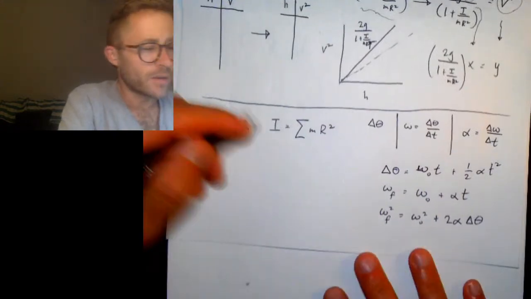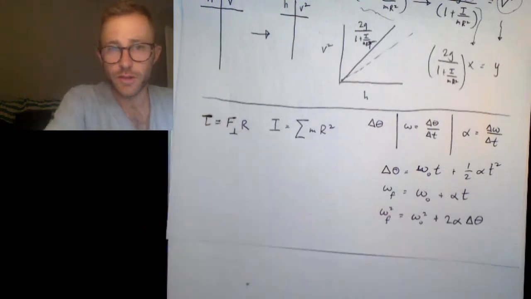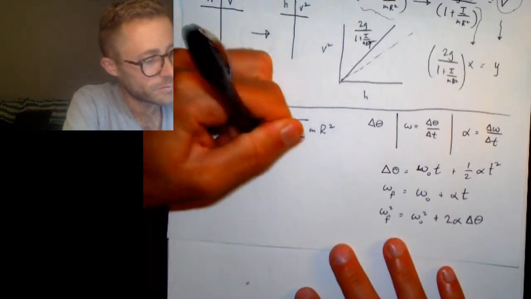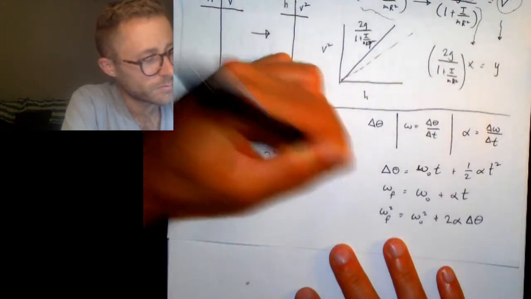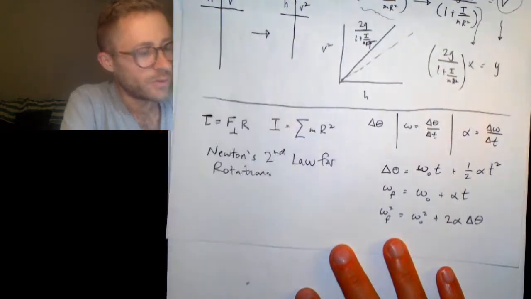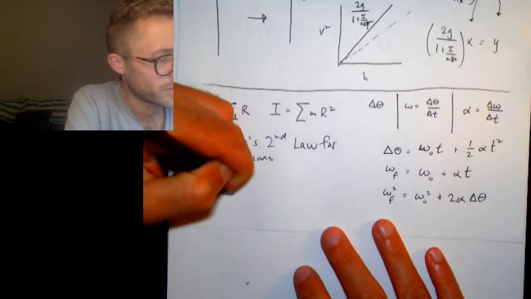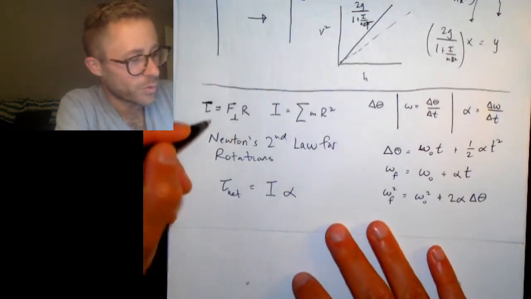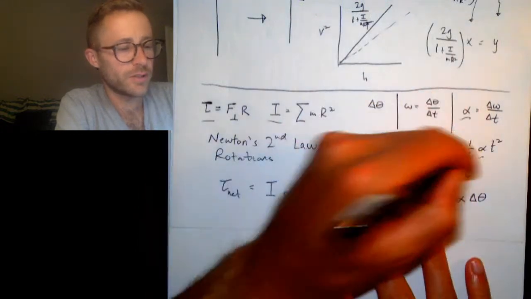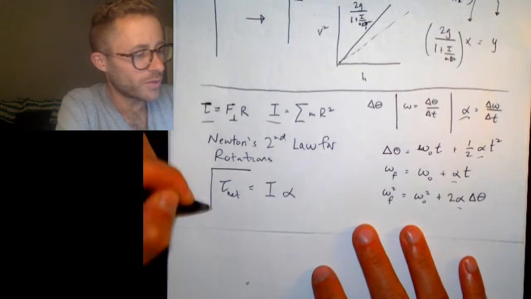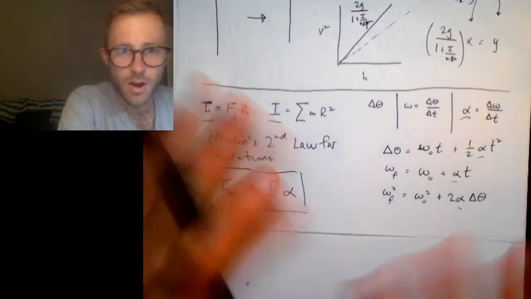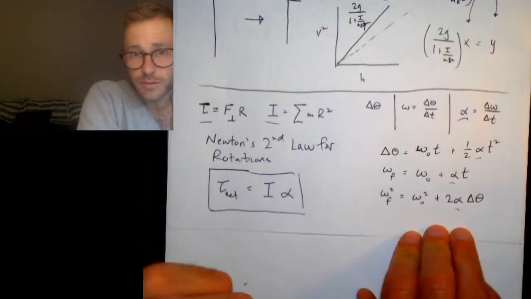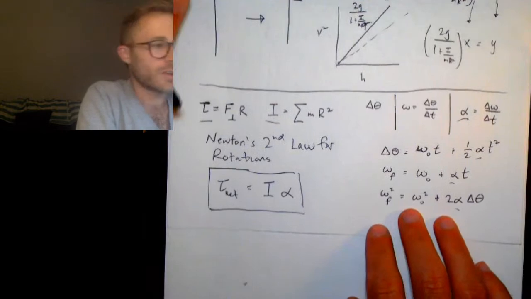Now, there is an equation that brings all of these concepts together, and that is Newton's second law for rotations. Newton's second law for rotations says that the net torque is equal to the inertia times the angular acceleration. So notice how we have torque here, we have inertia here, we have angular acceleration here. So this equation pulls together all of the different concepts in rotational dynamics and puts it into one nice equation. So let me show you an experiment that we could do that would test out Newton's second law for rotation.